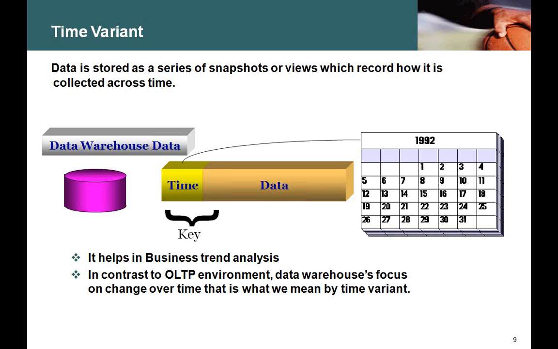But when you compare the same with a warehouse, in a warehouse redundancy will be high, because the same information you keep over a period of time, how it is getting changed. For example, time variant is storing of data as a series of snapshots or views, which records how it is collected across time. Information you collect across time and keep, there you find a lot of repetition.